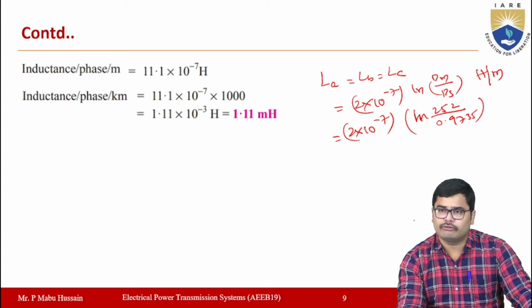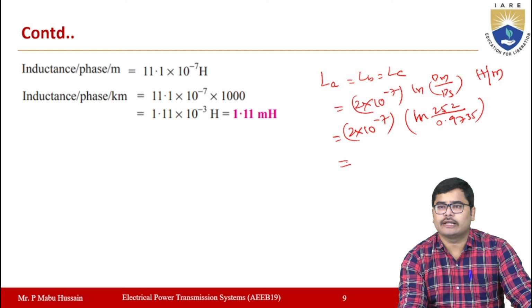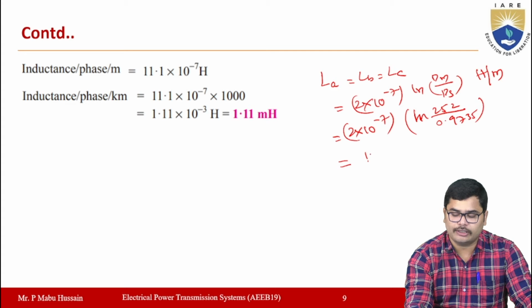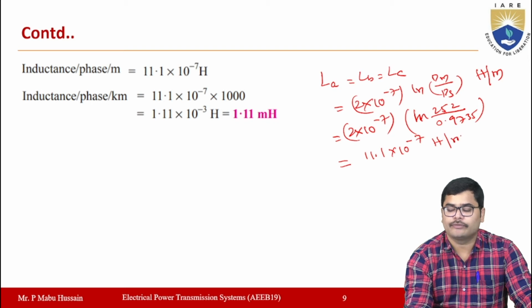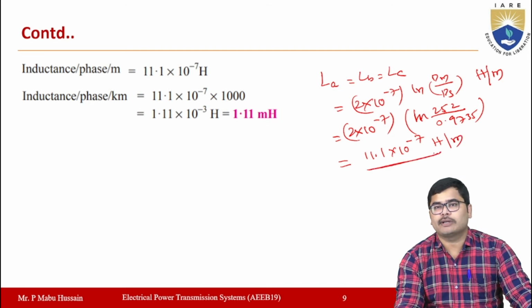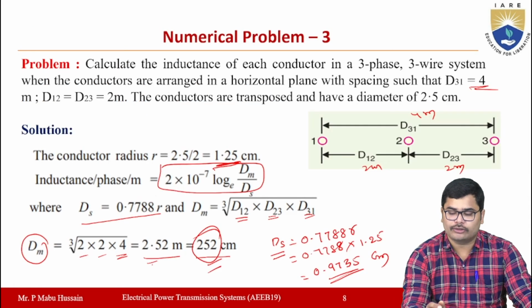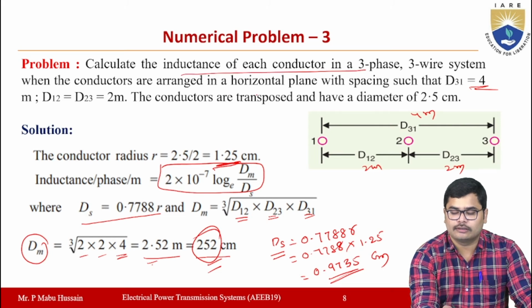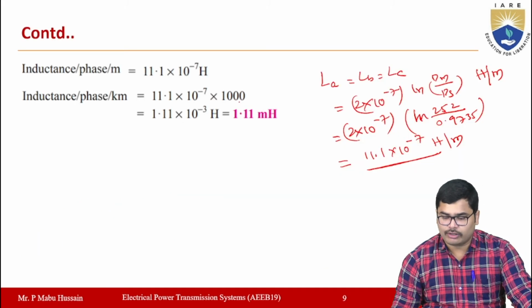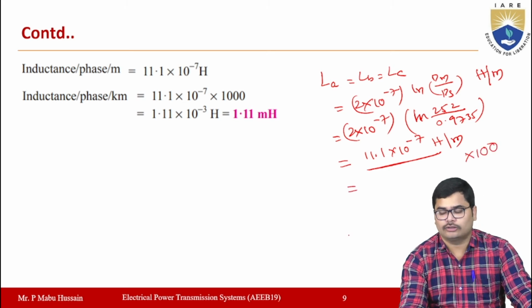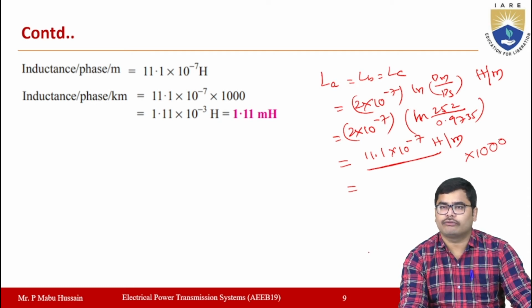Now you calculate this value with the calculator, and you will get the inductance per phase in henries per meter length. The value you get here is 11.1 into 10 power minus 7 henries per meter length. This is the inductance per phase per 1 meter length only, right? Now, in the problem they ask to find the inductance of each conductor in kilometers. So if you want it in kilometers, this may be multiplied by 1000, so that you will get the inductance in henries per kilometer, right?